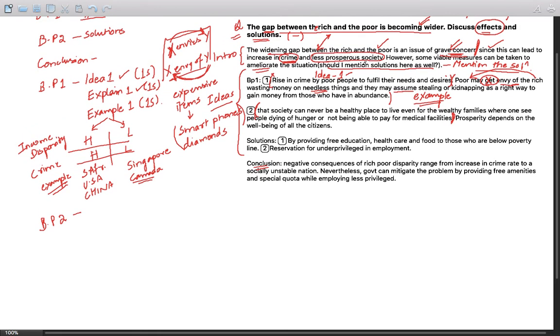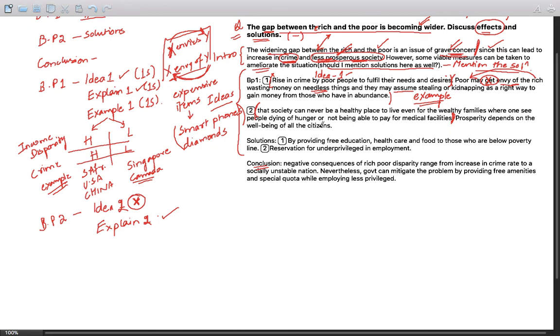The idea was a less prosperous society. Here it is, the less prosperous society. The idea one is not mentioned. So the student should have mentioned the idea before jumping to the explanation. However, she has explained the idea one, idea two clearly.